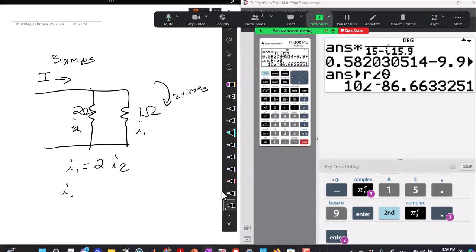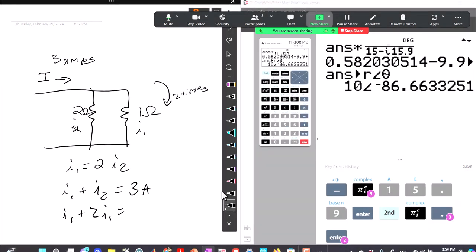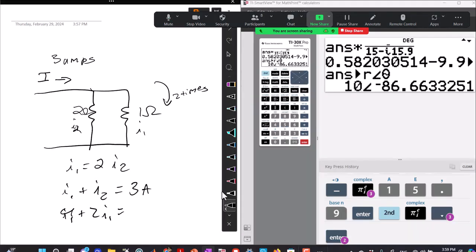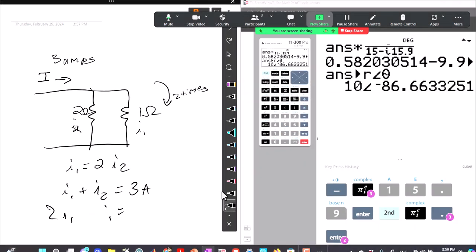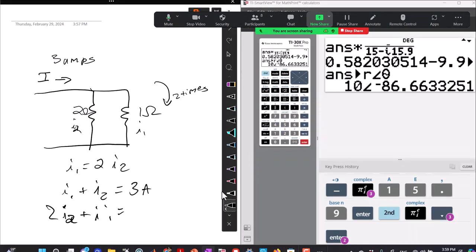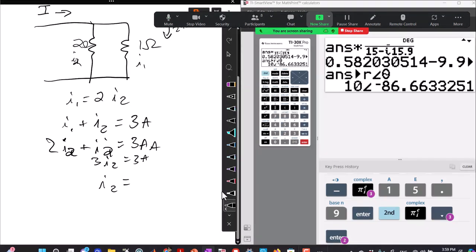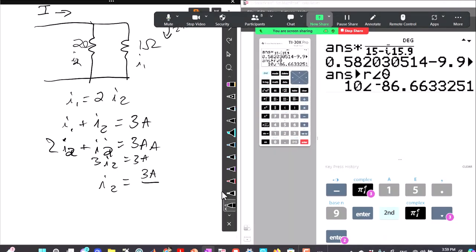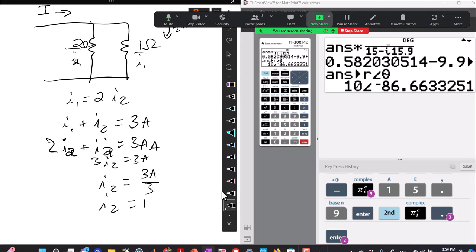I also know that I1 plus I2 has to equal 3 amps. Did I get this backwards? I1 equals 2I2, yeah. This should be 2I2. So 2I2 plus I2 has to equal 3 amps, or 3I2 has to equal 3 amps. Now notice what's happening in this last step: I'm dividing my current by the sum of the resistances, 3. So I2 equals 1 amp, and then I1 has to equal 2 amps.